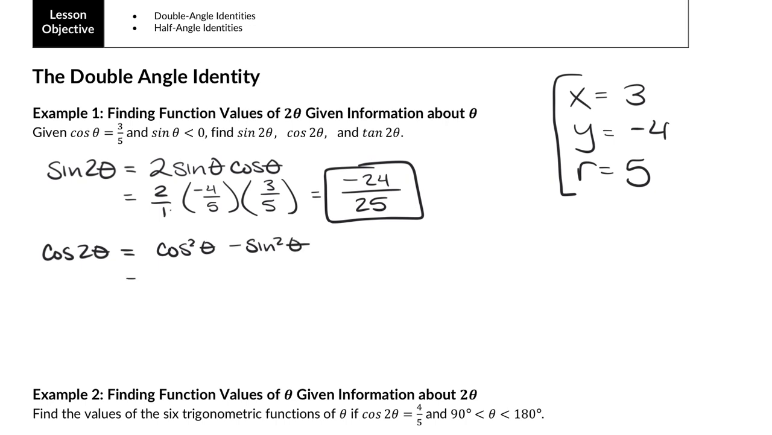So if I plug in what I know, cosine is 3 over 5. I have to make sure I square that whole thing, so I put that square on the outside of parentheses. And then I'm going to subtract negative 4 over 5, but I'm also going to square that. So again, squared.